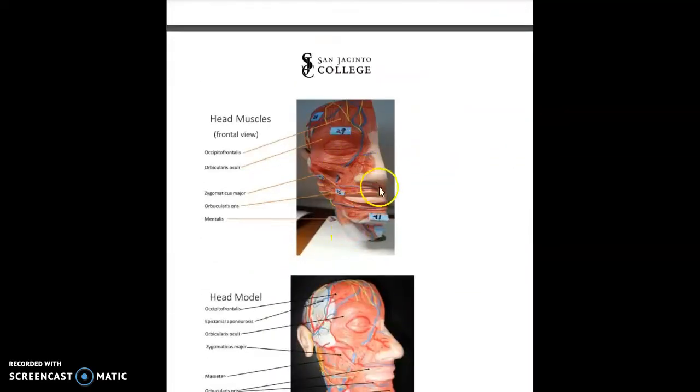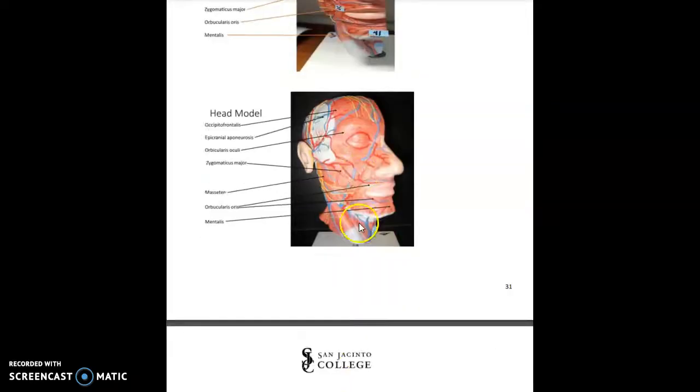A main muscle here is going to be the orbicularis, and we have 2 of them. We have the oculi and we have the oris. Orbicularis are very important, guys.